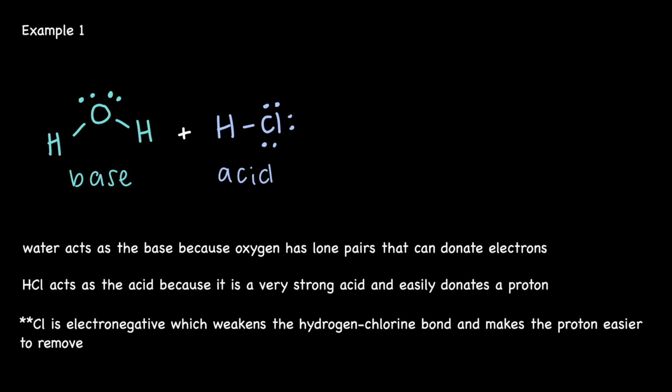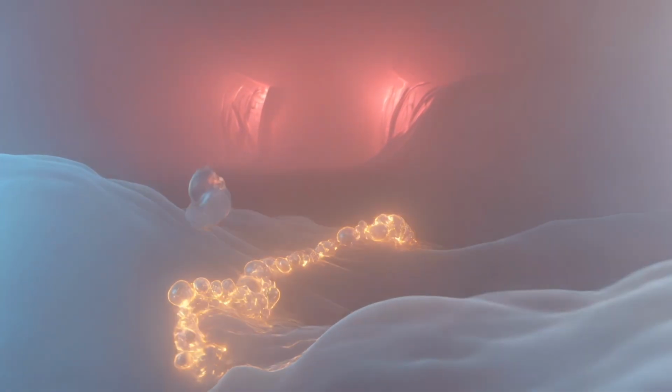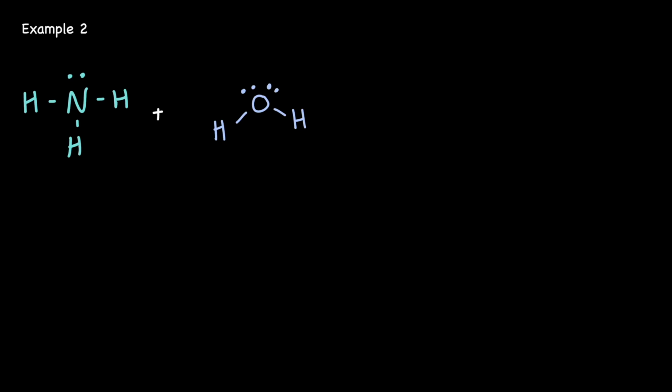The oxygen lone pair attacks the hydrogen on hydrochloric acid. Then the hydrogen-chlorine bond breaks and the electrons move on to chlorine. The products are hydronium and chloride. Hydronium is the conjugate acid and chloride is the conjugate base. Example 2. Ammonia reacting with water.